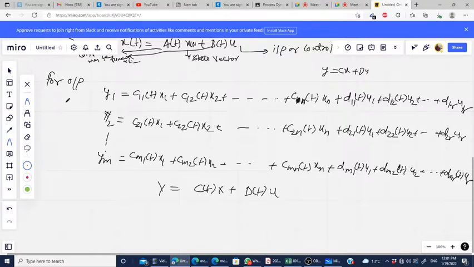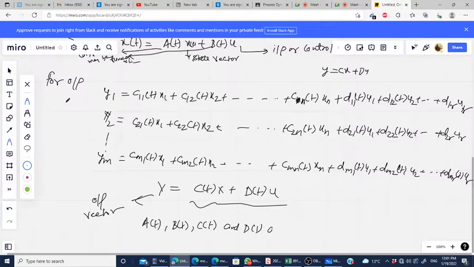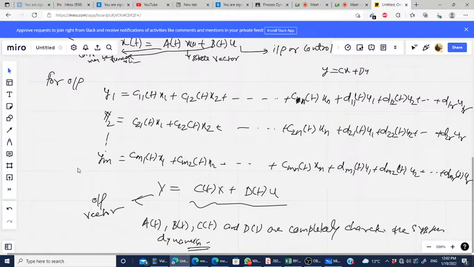Where y is the output vector and all the terms are predefined, right? Where A(t), B(t), C(t) and D(t) completely characterize the system dynamics, right? Okay. Now, how are you going to represent this with the help of the block diagram?